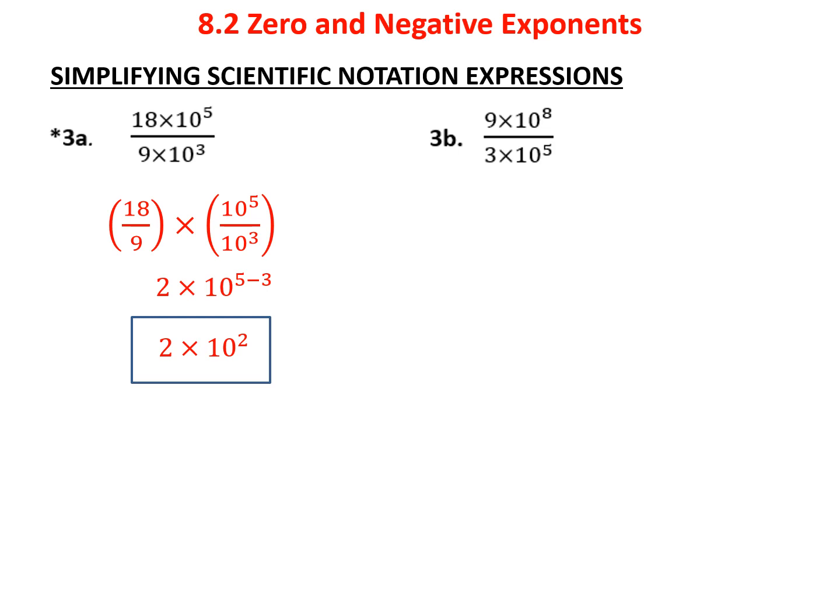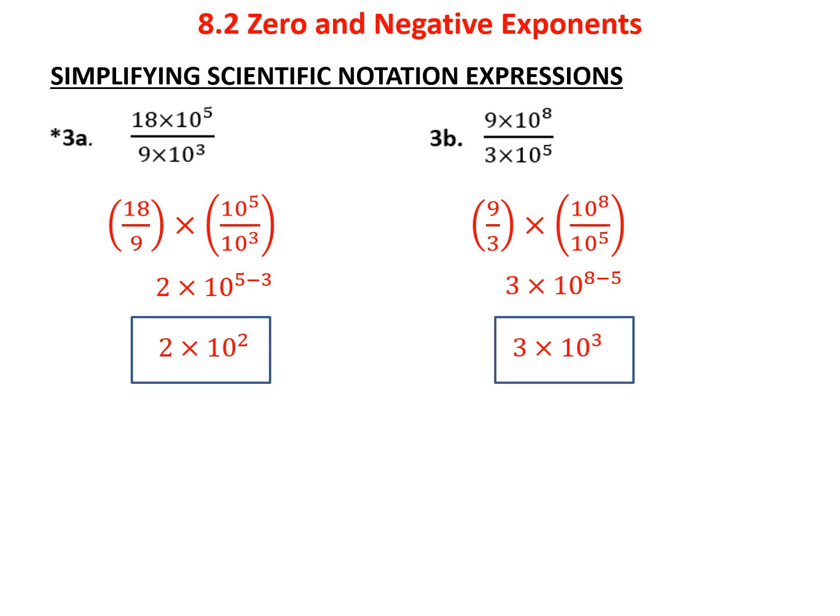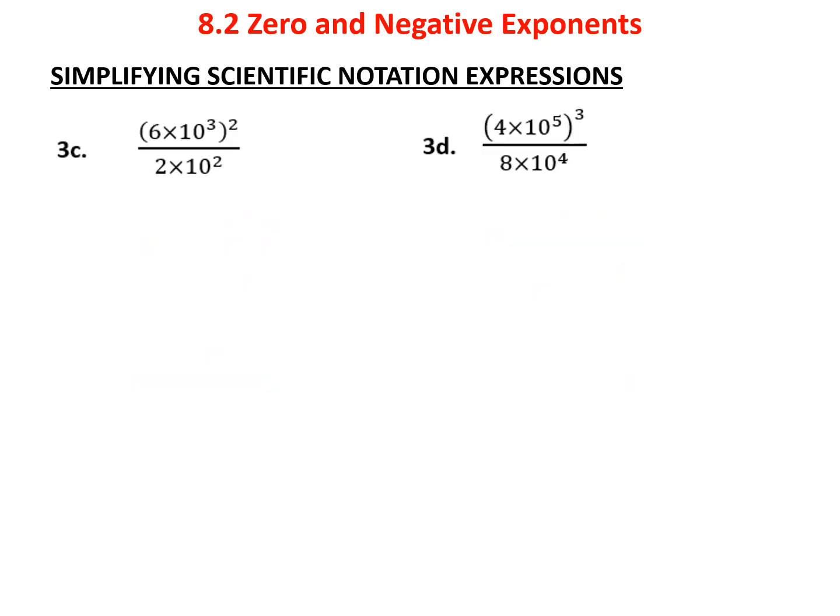3b, we'll do a similar thing. Separate the 9 divided by 3, that's my initial factor. 10 to the 8th power divided by 10 to the 5th power. So we end up with 3 times 10 to the 8 minus 5, or 3 times 10 to the 3rd. So those are pretty simple problems. In our next two problems, we're going to make it a little bit harder.